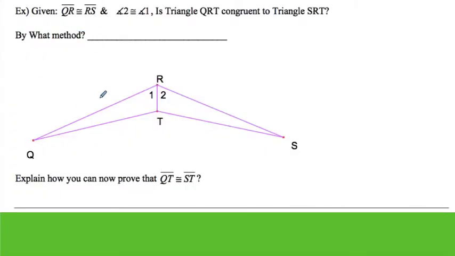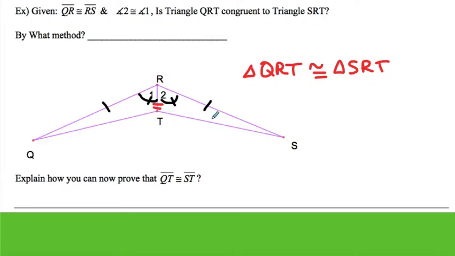We're given that QR is congruent to RS, and we're given that angle 2 equals angle 1. Now, I also noticed that there's a reflexive side, so I'm going to put that in. So is triangle QRT congruent to triangle SRT? Well, if you look, we've got a side to a side, an angle to an angle, and a side to a side, so they would be congruent. The answer would be yes, because of side, angle, side.